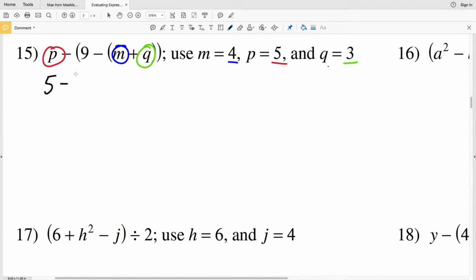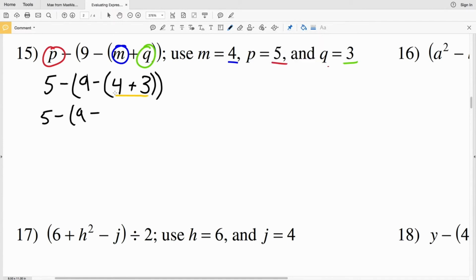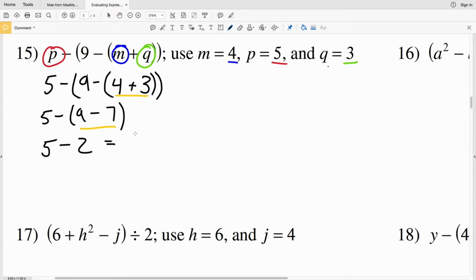So 5 minus 9 minus parenthesis 4 for m plus q, which is 3, and then close both sets of parentheses. So we need to do the inner parentheses first. So we're going to start with this 4 plus 3. That's going to give us 5 minus 9 minus 4 plus 3 is 7. Now we need to evaluate what's in the parentheses again. So 9 minus 7 is going to give us 2. So we're going to have 5 minus 2, which is equivalent to 3. So 15 is 3.